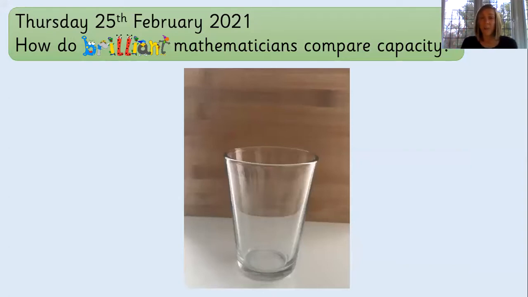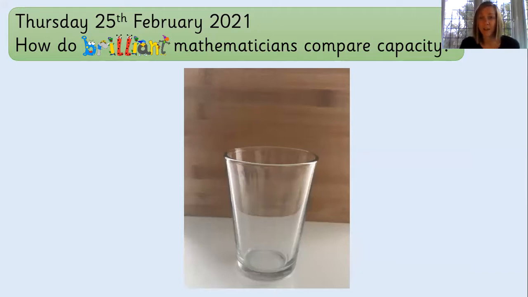And I have got my glass here. That's the container that I am using to measure the capacity. And I'm about to pour some orange juice into my glass. But at the moment, what's the capacity of that container? How much orange juice do I have? I'm going to use the word empty. The capacity, it's empty. There's nothing there.